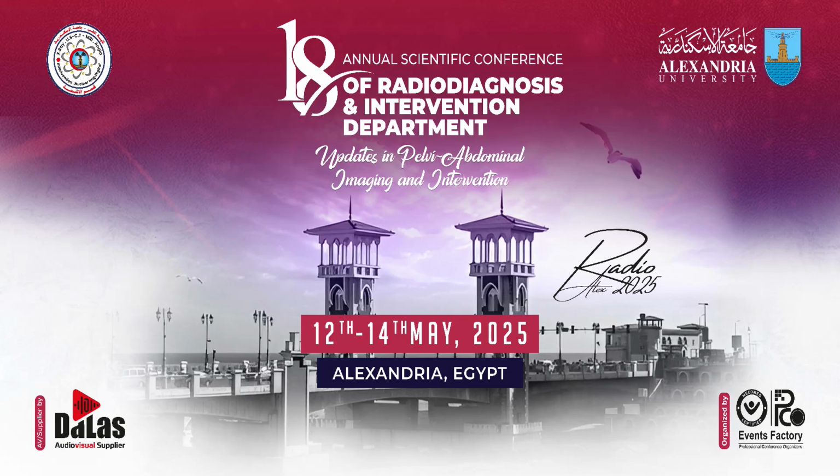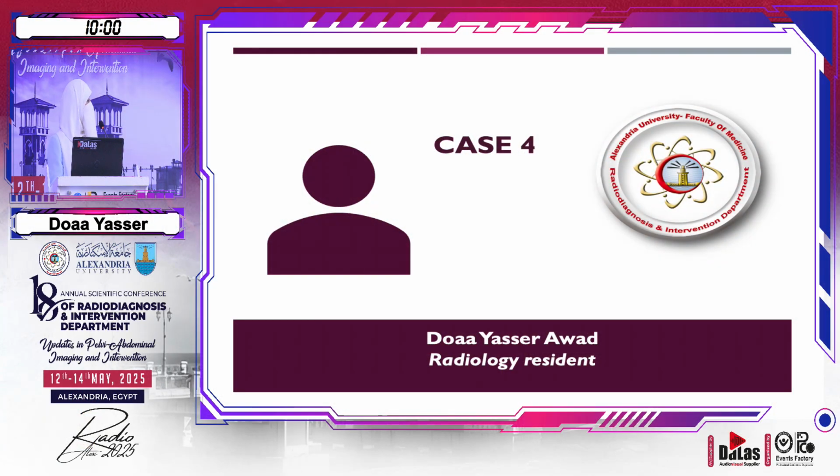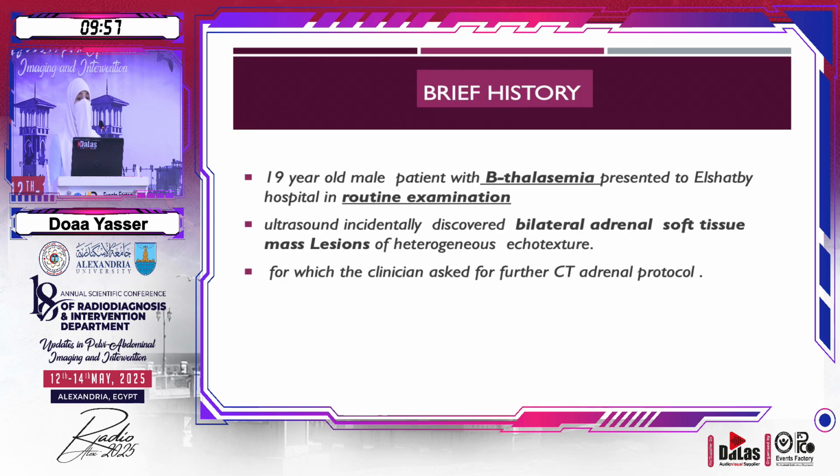Interesting case with some review of literature. A 19-year-old male patient presented to Ishapi Hospital. He is a known case of beta thalassemia major, presenting for routine examination. On ultrasonography, we found bilateral adrenal lesions, for which the clinician asked for a CT adrenal protocol.